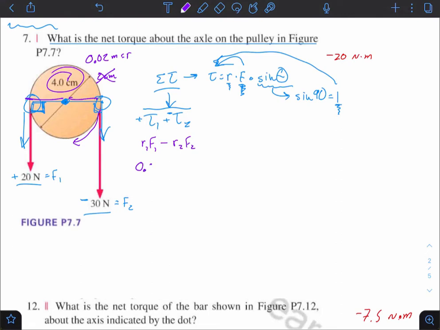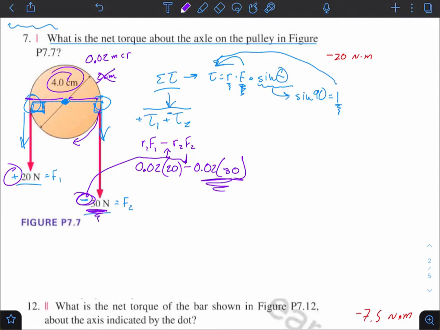So 0.02 times F1, which is 20, minus 0.02 times F2, which is 30. 30, because I already put my negative sign in here. So don't double negative. Basically, the torque is negative. And I guess I shouldn't have put those pluses and minuses in front of the numbers. That's something I'll be more careful of in the future.